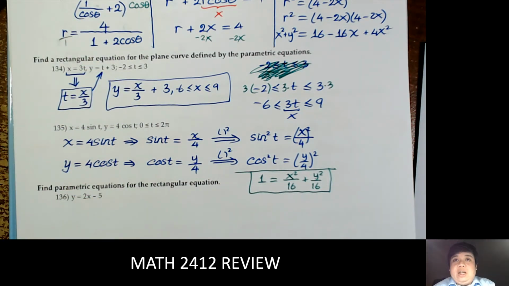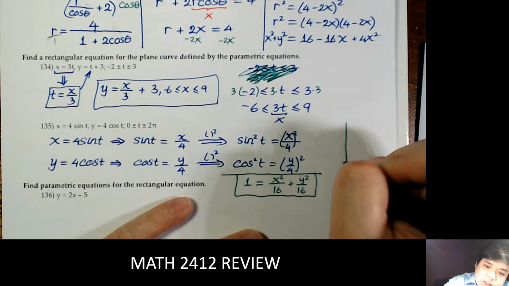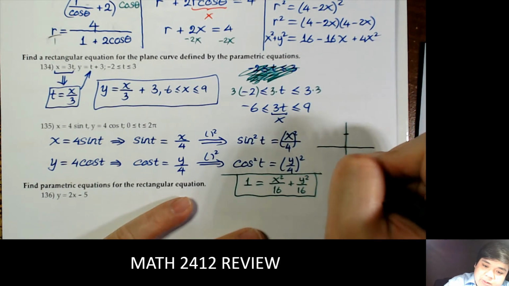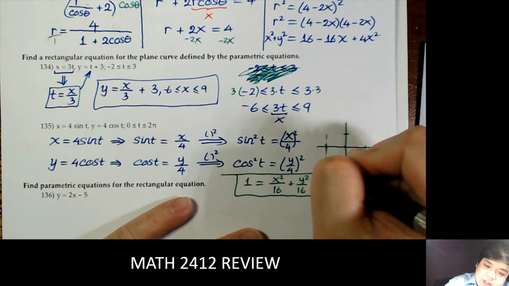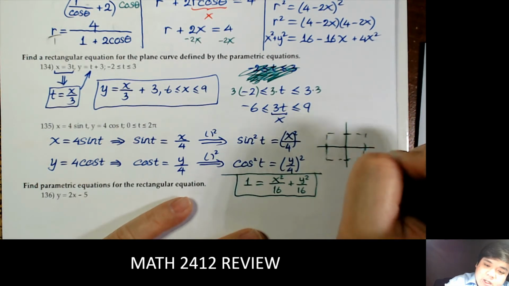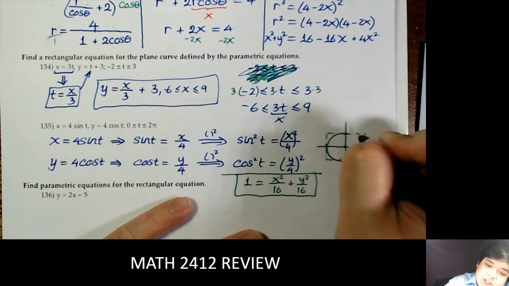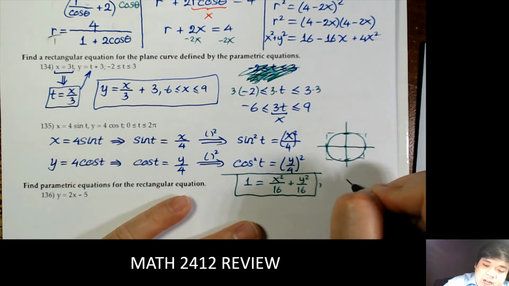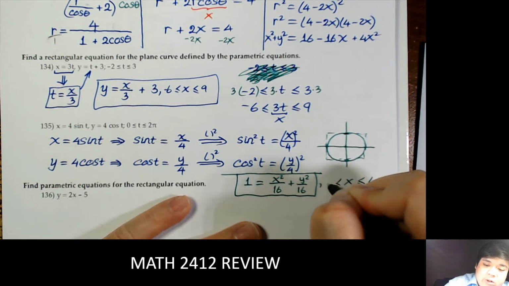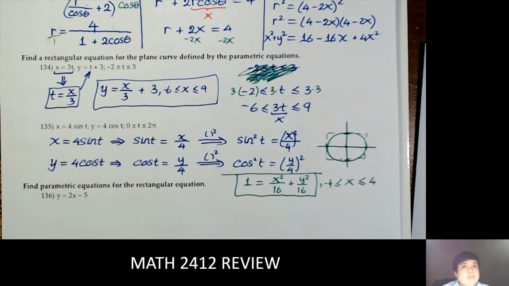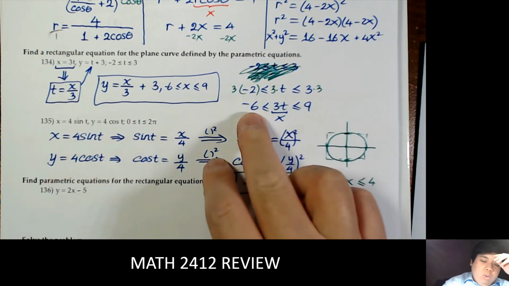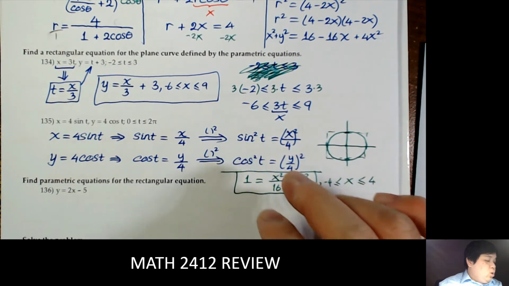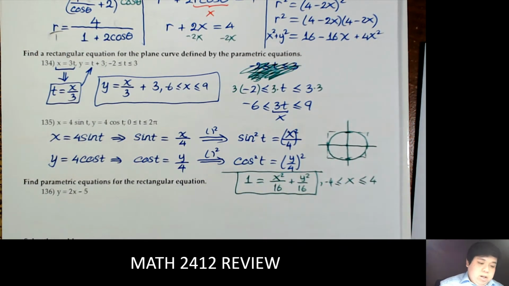By the way, that obviously is an ellipse, right? If we draw it, center 0, 0, 4 up, 4 down, 4 left, 4 right. So this is a special ellipse, a circle, radius 4. So if we want to write the domain or the range, the x values are between 4 and -4. Especially when we have sine and cosine, we just isolate the sine and cosine, square them, and sine squared plus cosine squared is 1, so we have the equation.